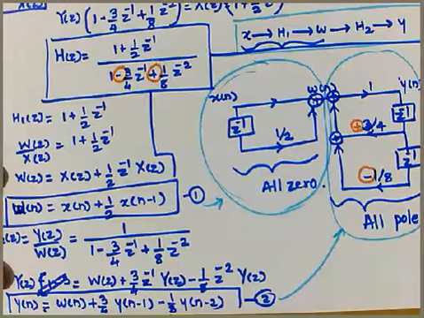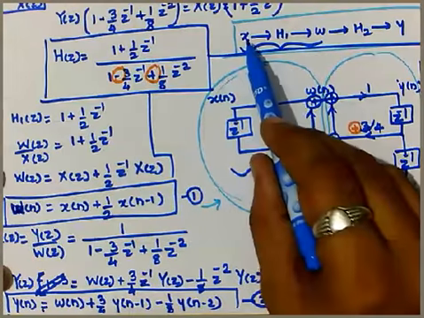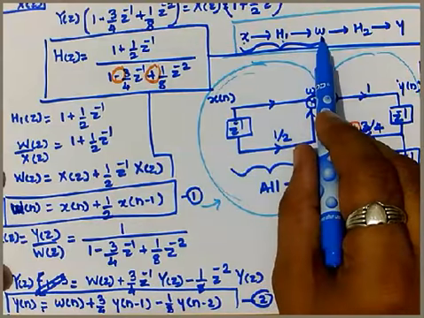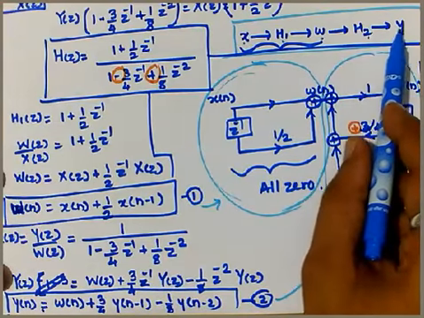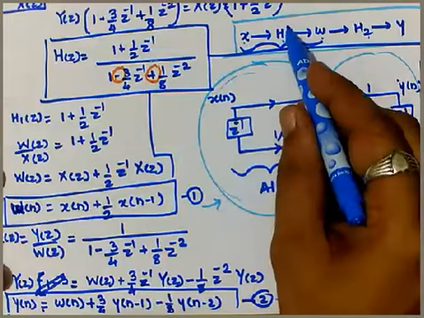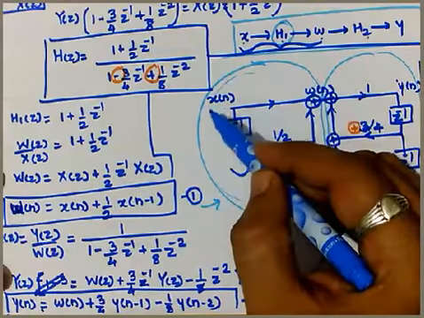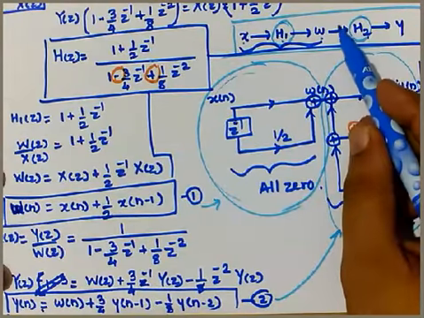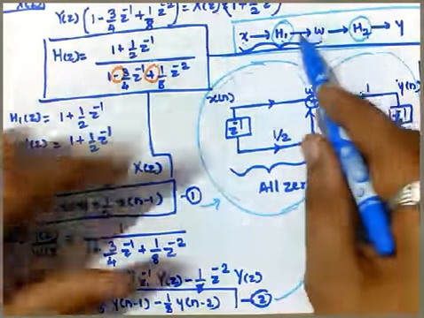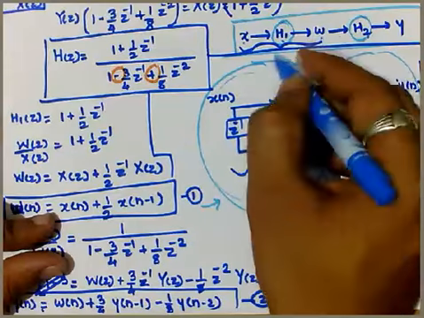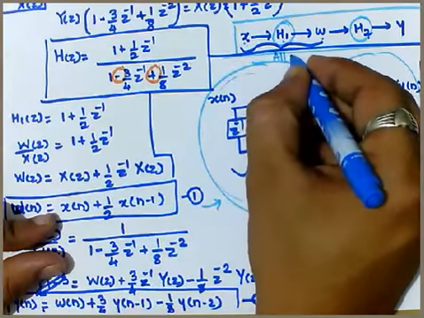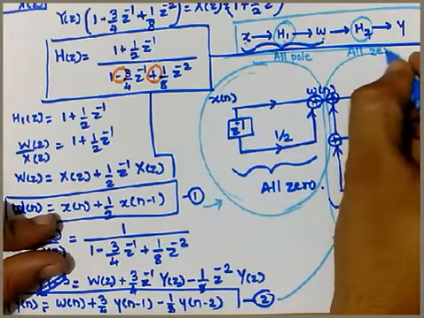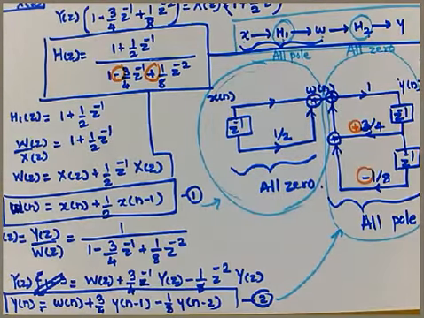We have decided this based on these factors: x, H1 of z, w, H2 of z and y. For direct form 1, H1 is all zero and H2 is all pole. When we interchange these two, H1 becomes all pole and H2 becomes all zero. This is regarding the direct form 2.